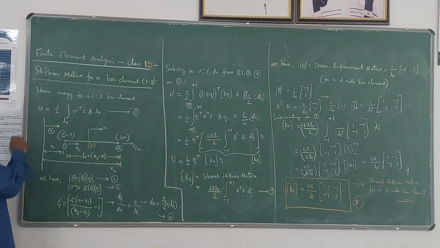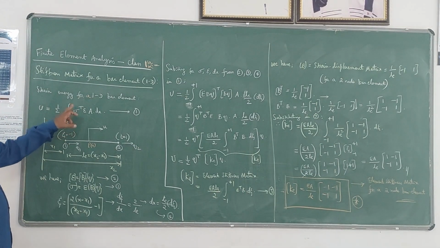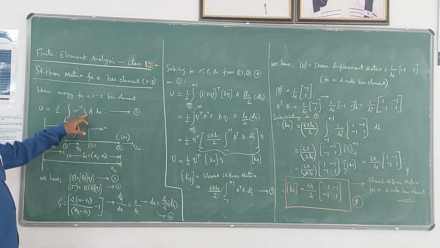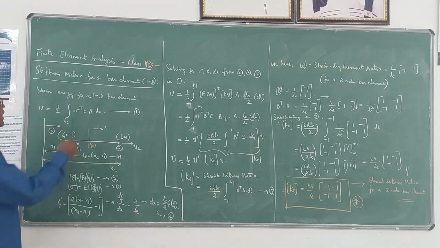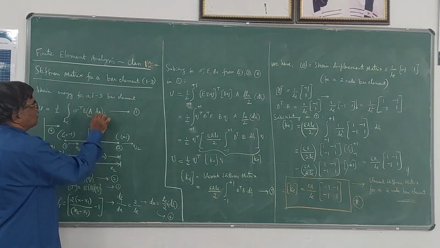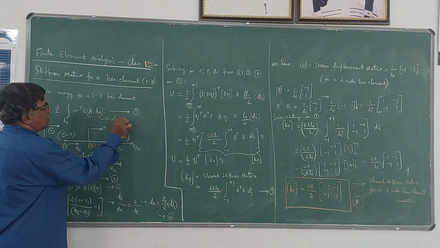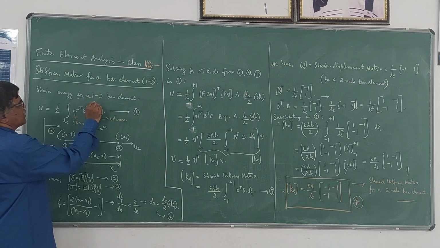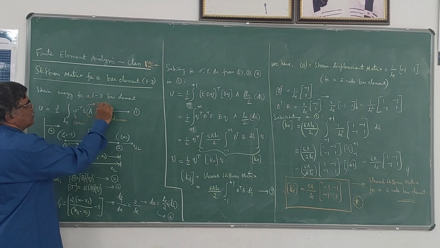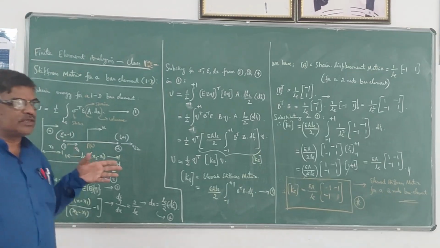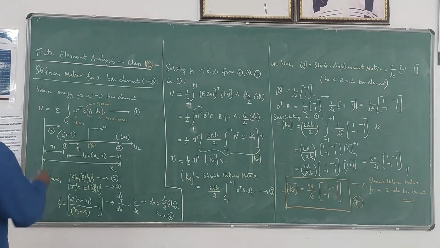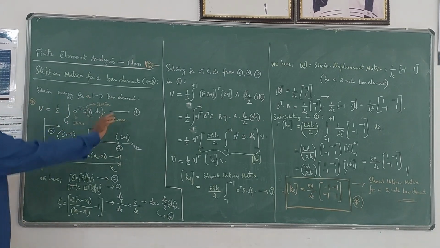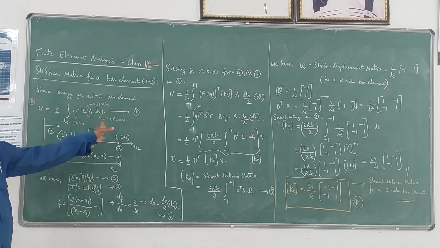U, the strain energy, is equal to half into the integral over the length Le of sigma transpose into epsilon into A into dx. Here A into dx is nothing but the volume. Sigma is the stress component, epsilon is the strain component. So strain energy for a one-dimensional bar element can be found using this expression.